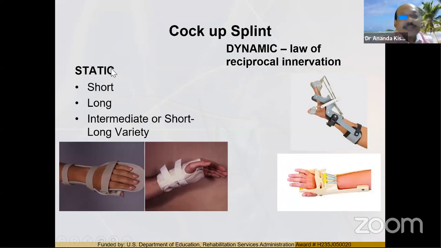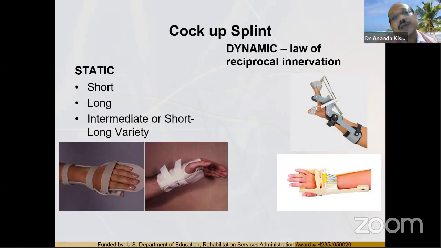Basically, there are 3 types of static orthosis. See, this is a cock-up splint. This is a static variety or dynamic variety. In the static cock-up splint, there are 3 varieties. Short cock-up splint. You can see these are the short cock-up splint. Long cock-up splint, basically used for tendon injury. The short cock-up splint can be used for any painful condition of the wrist, like carpal tunnel.